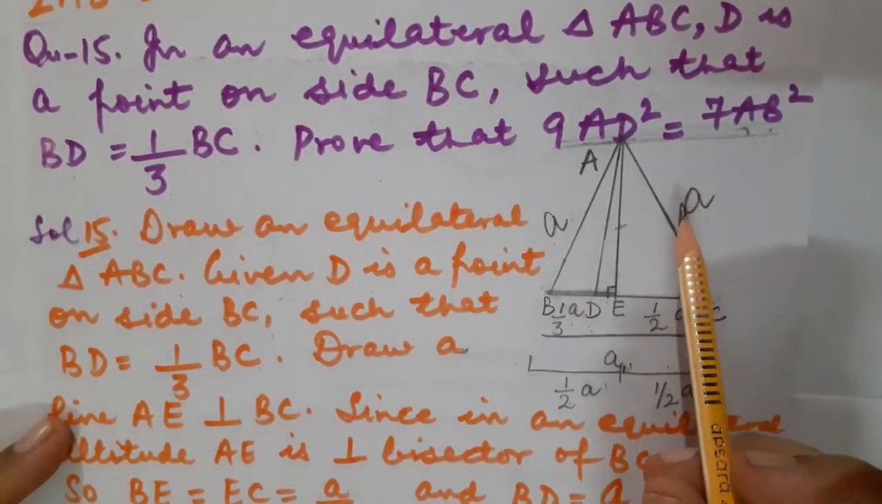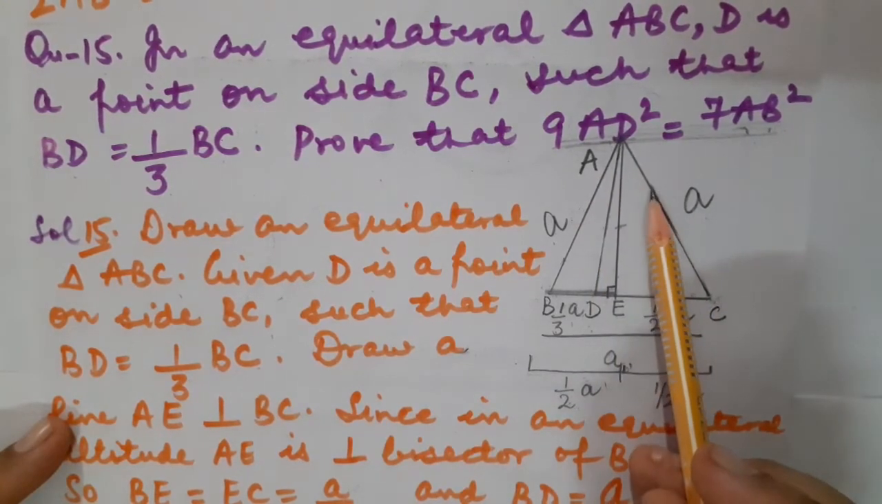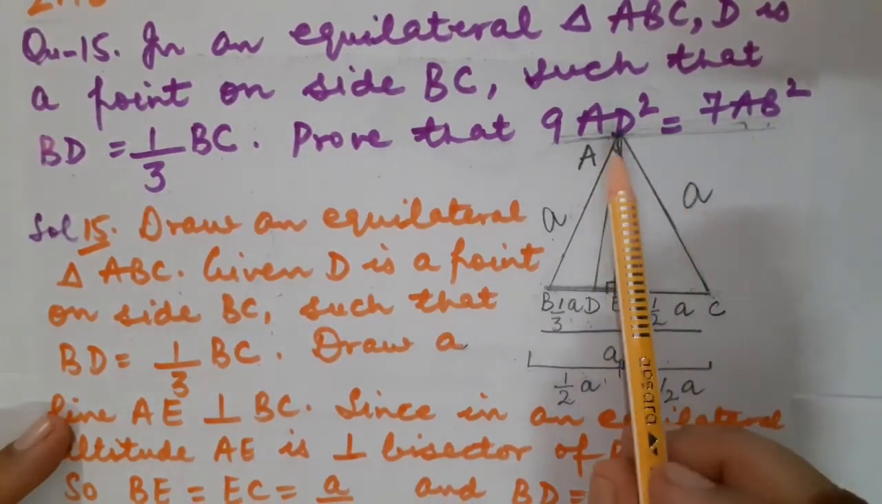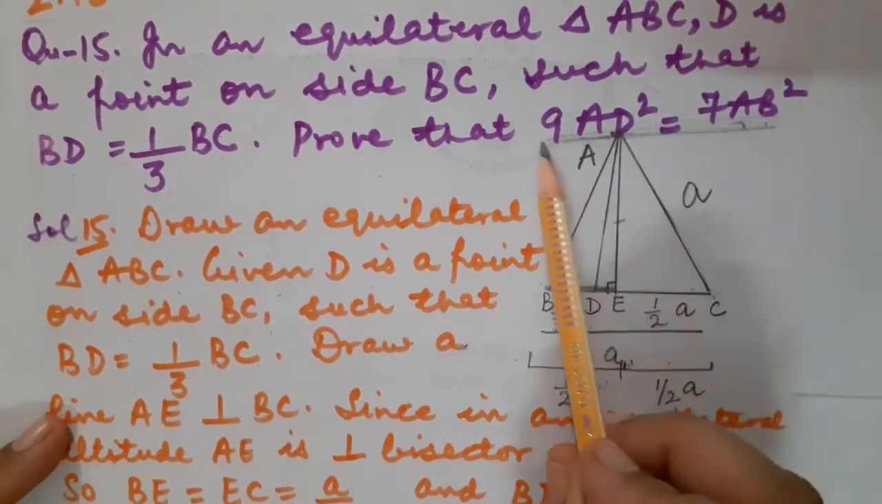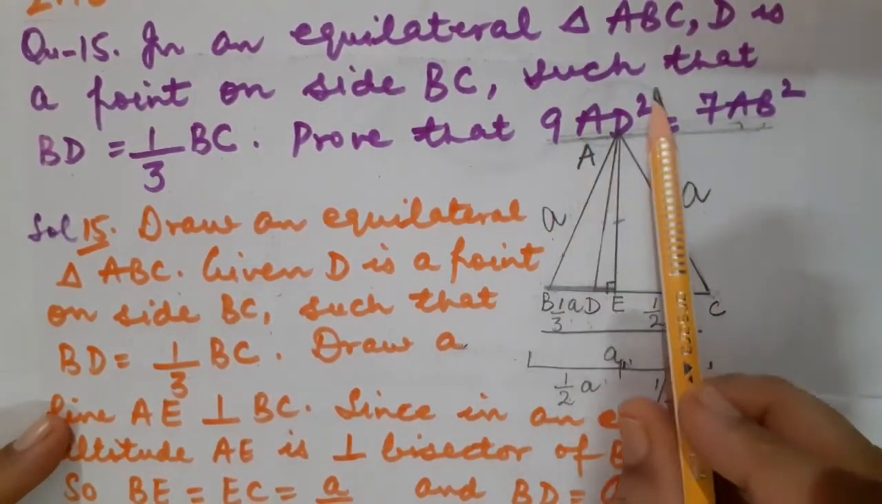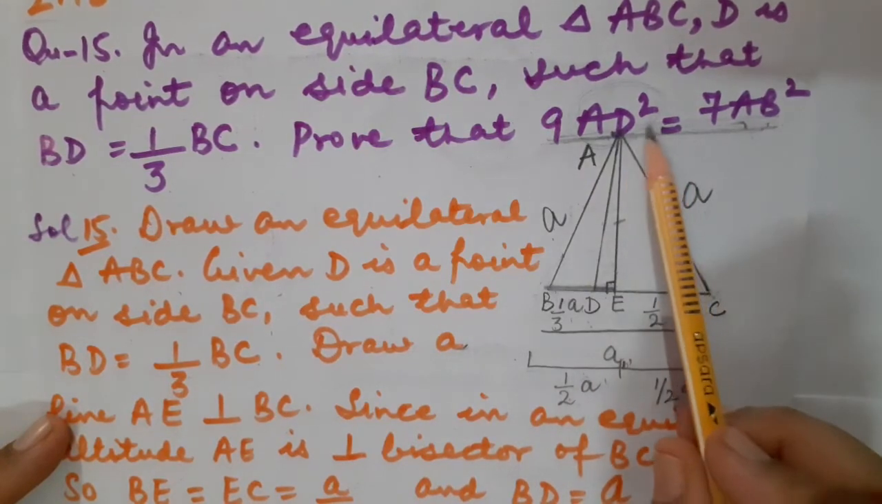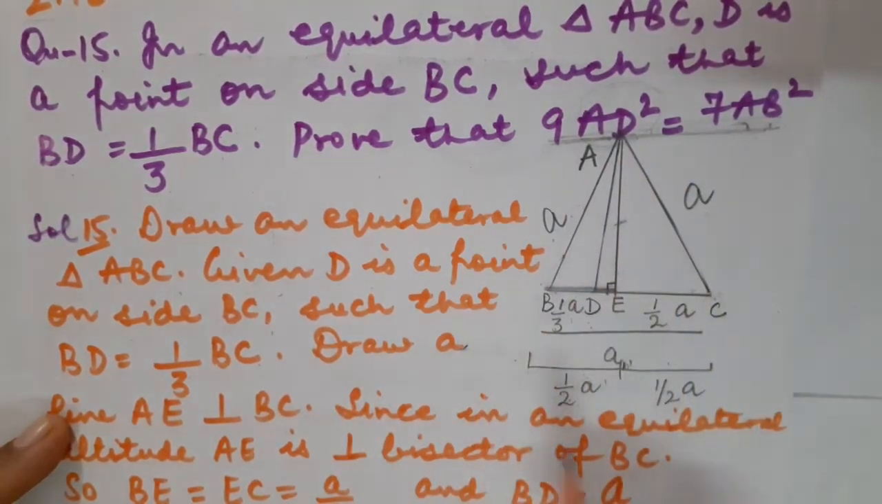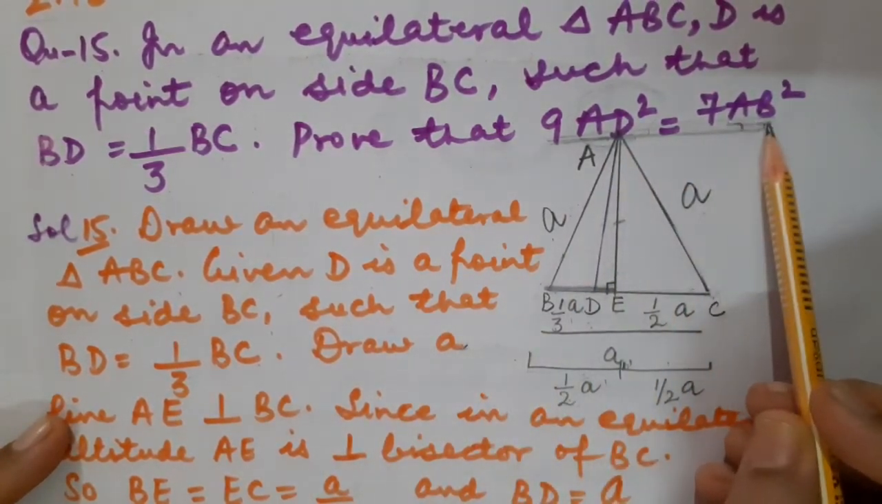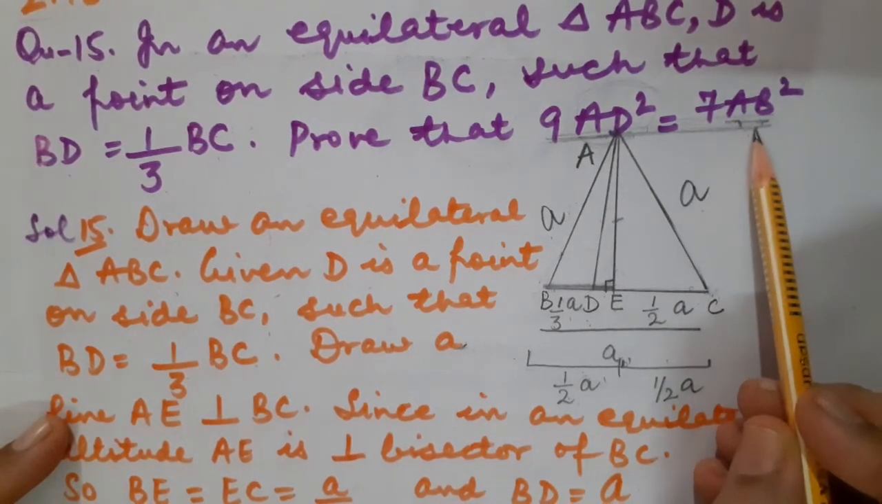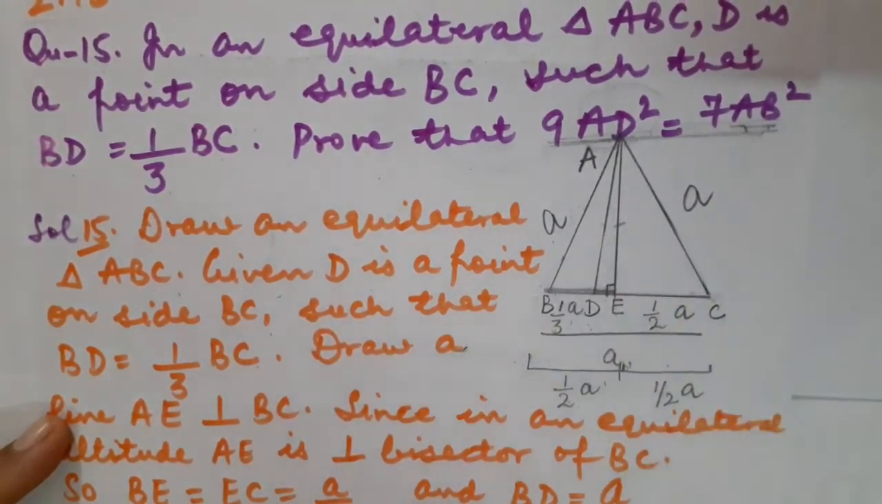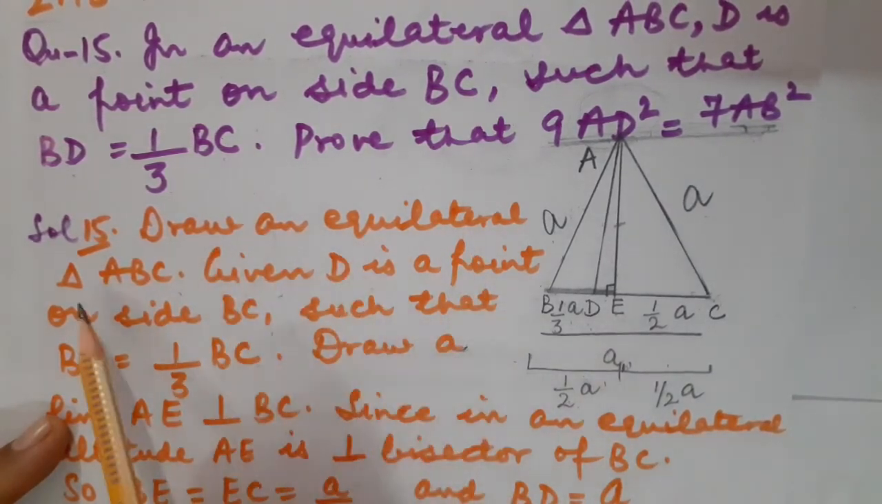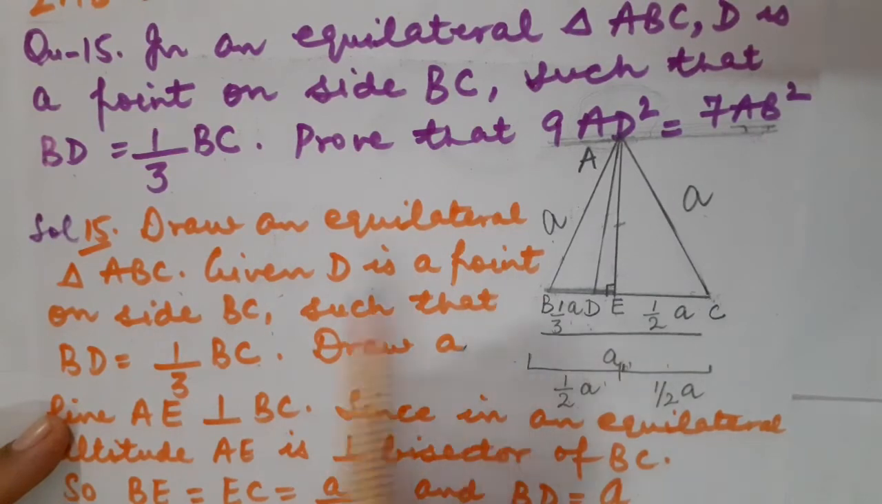But before that children, do you know that I have taken so many questions which are based on Pythagoras theorem application. I always used to say that you have to reach the required proof. Here you observe you have AD square. So you choose that very triangle which will provide you AD as the hypotenuse. In the same manner, I have to choose that very right angle triangle which will provide me AB as the hypotenuse. So let us start. Draw an equilateral triangle ABC. Given D is a point on side BC such that BD is equal to 1/3 of BC.